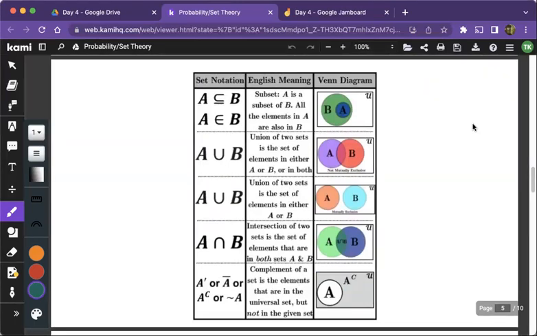So set notation. If A is a subset of B, or if A is an element of B, I want you to think of the Venn diagram. The circle in green is set B, and A is part of that. Just like we gave in the example, 1 is part of whole numbers. So the English meaning: subset, A is a subset of B, and all the elements in A are also in B.